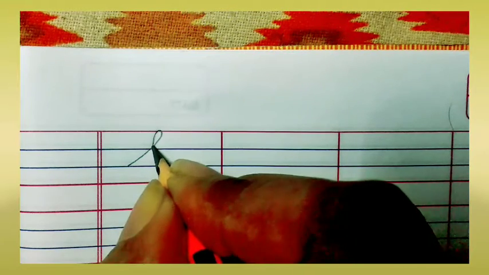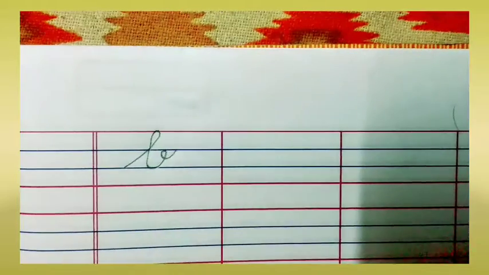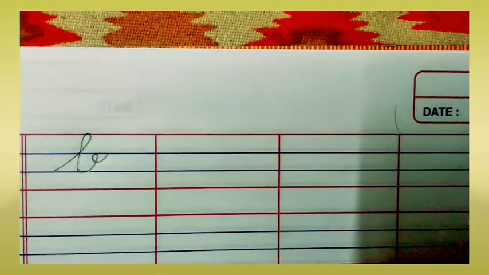We will write B. So put your pencil on 3rd line. Make a slanting line up to the top line. Move from the back. Cut the 2nd line and come to the 3rd line. Touch it on the 2nd line. Make a loop and again touch it on 2nd line. This is small cursive B.